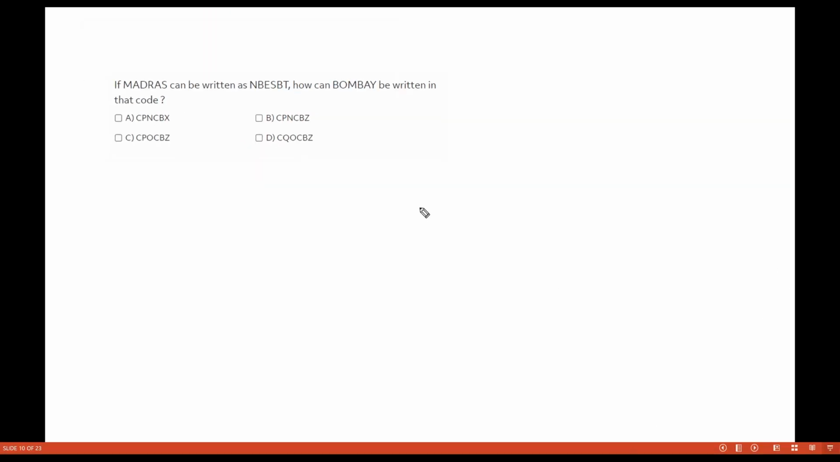See, this kind of questions are also very common in UPSC. In this question, it is saying Madras is coded as NBESBT. So this is very simple. We have to just replace each letter with the consecutive letter, because M is replaced with N, A is replaced by B, D is replaced by E, R by S, A by B, and S by T.